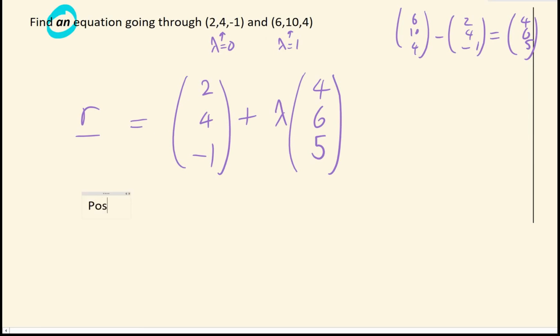Quick bit of notation while I'm here. We have a position vector. That is this vector here, which represents the starting position, hence position vector. The other vector tells us how we move, or what direction we move in, and that is called the direction vector. A lot of questions refer to either a position vector or a direction vector, and that's what they are referring to.